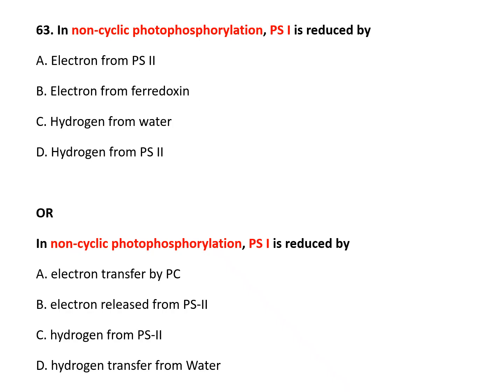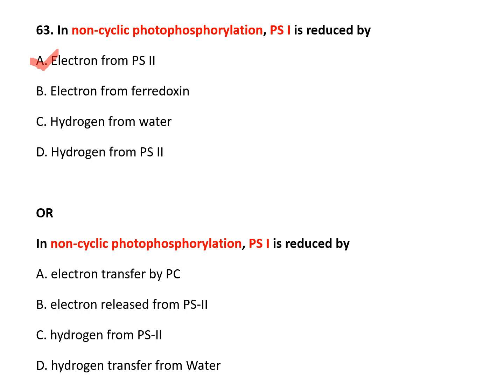The next question, question number 63. In non-cyclic photophosphorylation, PS1 is reduced by option A, electron from PS2, option B, electron from ferredoxin, option C, hydrogen from water, option D, hydrogen from PS2. Correct answer is option A, electron from PS2.